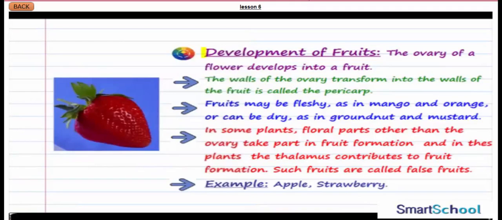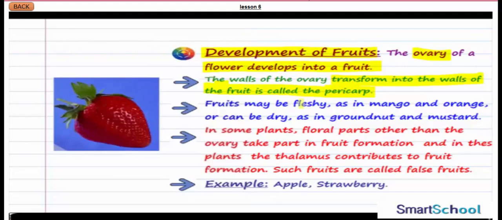Okay, now we'll study about the development of fruits. The ovary of a flower develops into a fruit. So the ovary develops into a fruit. The walls of the ovary transform into the walls of the fruit is called the pericarp. So pericarp is the term given to the walls of the fruit which have transformed from the walls of the ovary.